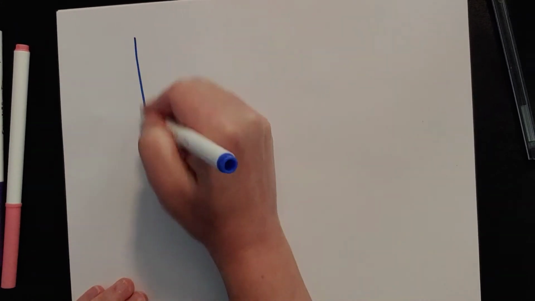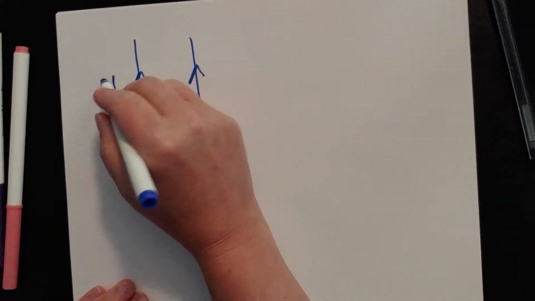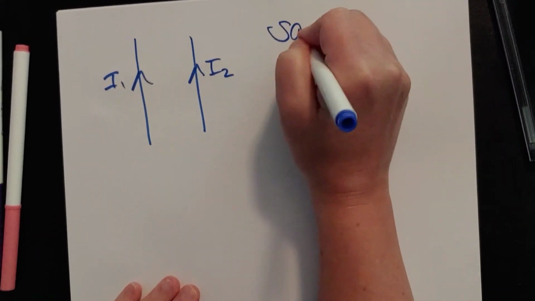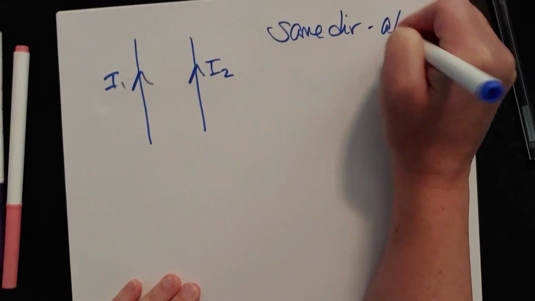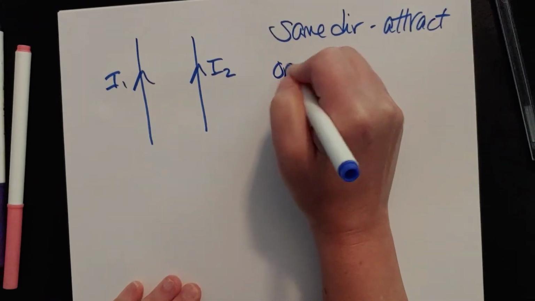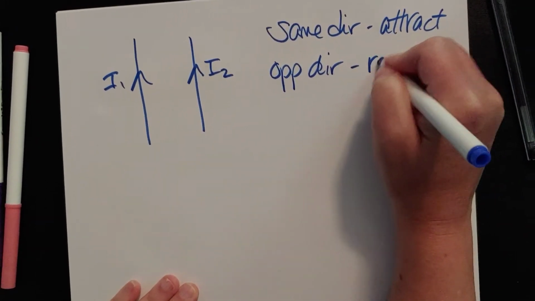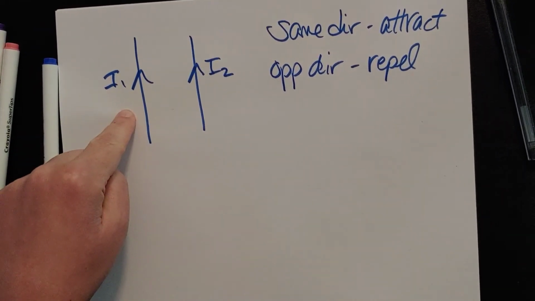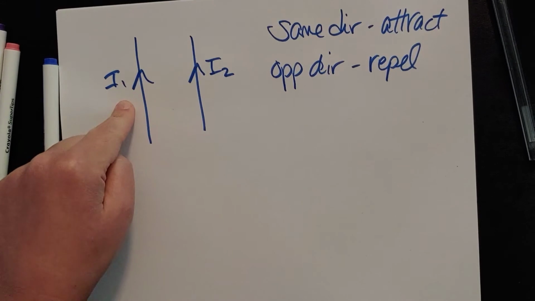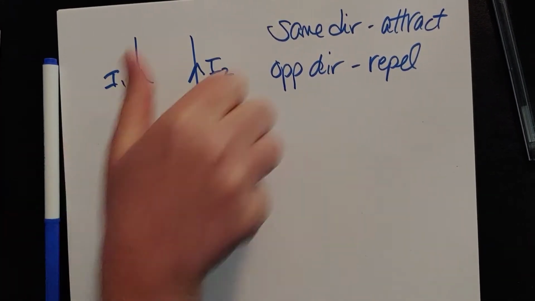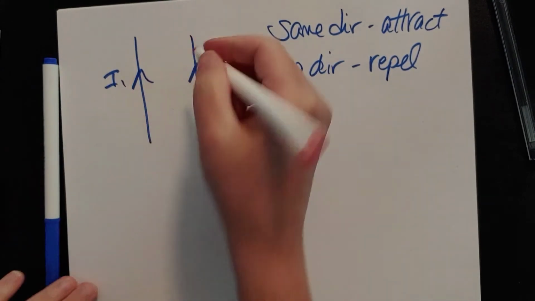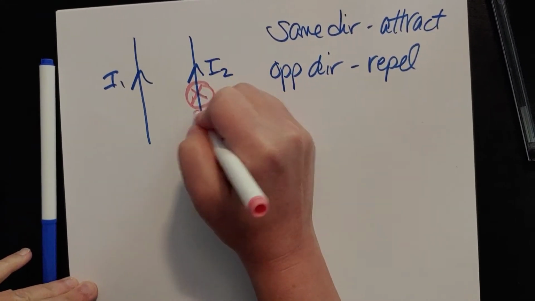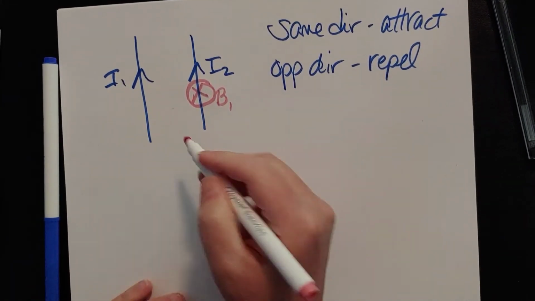Oh, this is fun. 2 currents. If they are in the same direction, they will attract each other. If they're in opposite directions, they will repel. So watch it. Ready? This current creates a magnetic field. Okay? And remember, it creates a magnetic field like this, right? So the magnetic field created by I1 at the position of I2 is into the page.